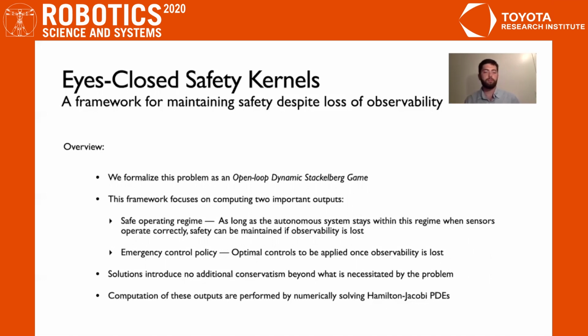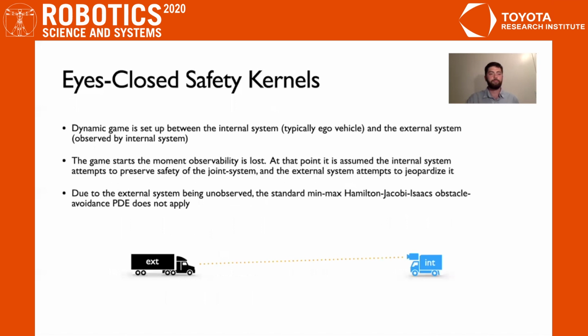The second is an emergency control policy. These are optimal controls to be applied once observability is lost. Solutions that we provide introduce no additional conservatism beyond what is necessitated by the problem that we are modeling. Computation of these outputs is performed by numerically solving Hamilton-Jacobi partial differential equations, as we will show how.